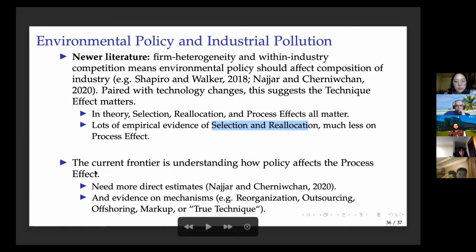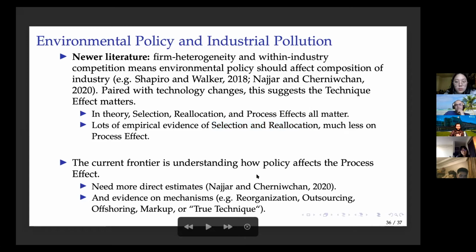We need more estimates of the relative magnitude of this process effect. And we have almost no evidence of the mechanisms that cause this process effect. So we don't know much about how policy affects true technique, markups, offshoring, outsourcing, or reorganization.